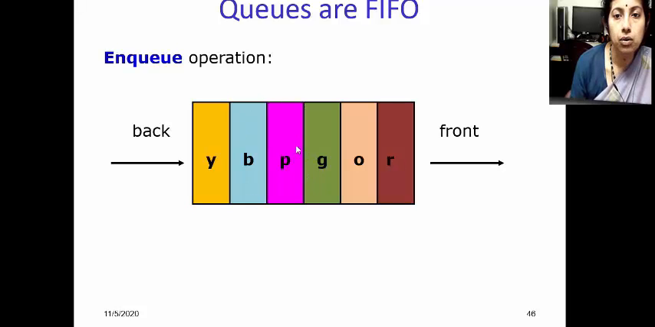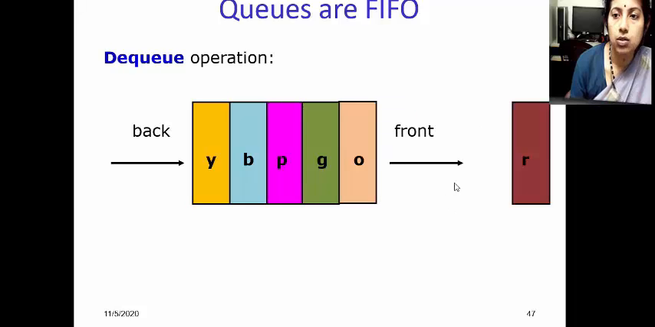If you want to remove this pink P, it is not possible unless you remove this R, O and G. Then only you can remove P from the front end. So red is removed from the front end and now orange is ready for deletion.